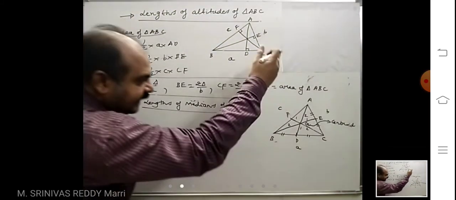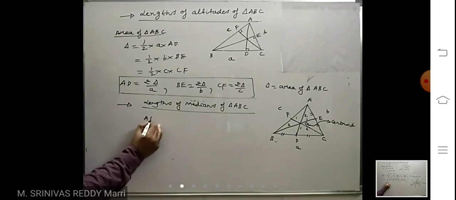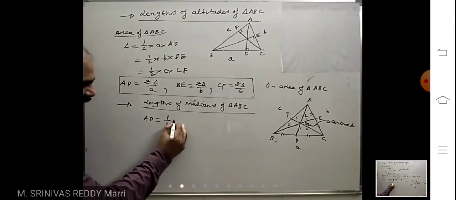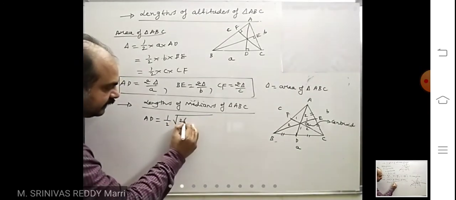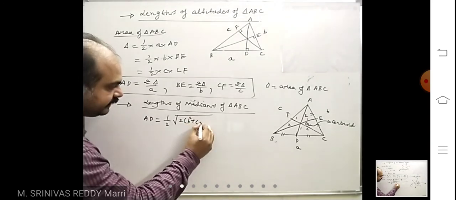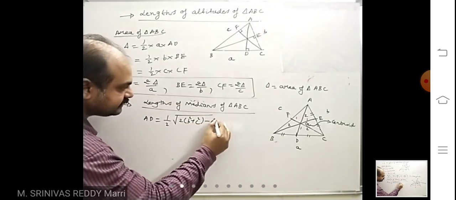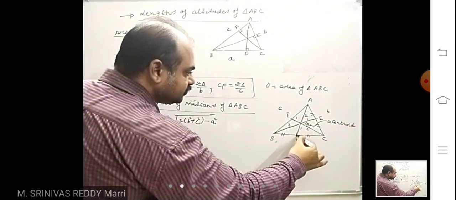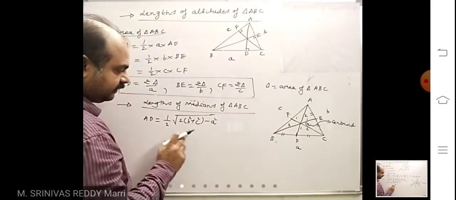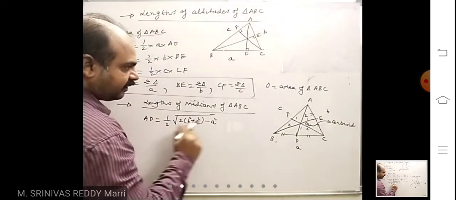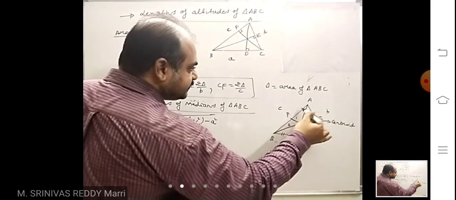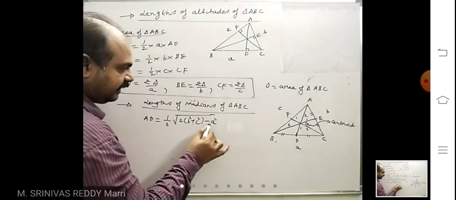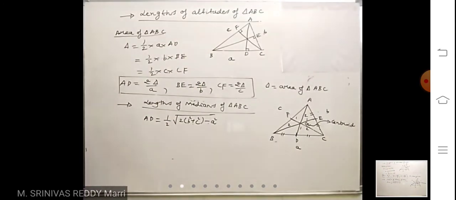Now I am writing AD length. Look at the formula. I will show how you got AD. If you know the sides, AD equals half into root of 2 into (B square plus C square minus A square). This is the formula. The length of the median passing through A is half into root of 2 into B square plus C square, minus the opposite side, A square.